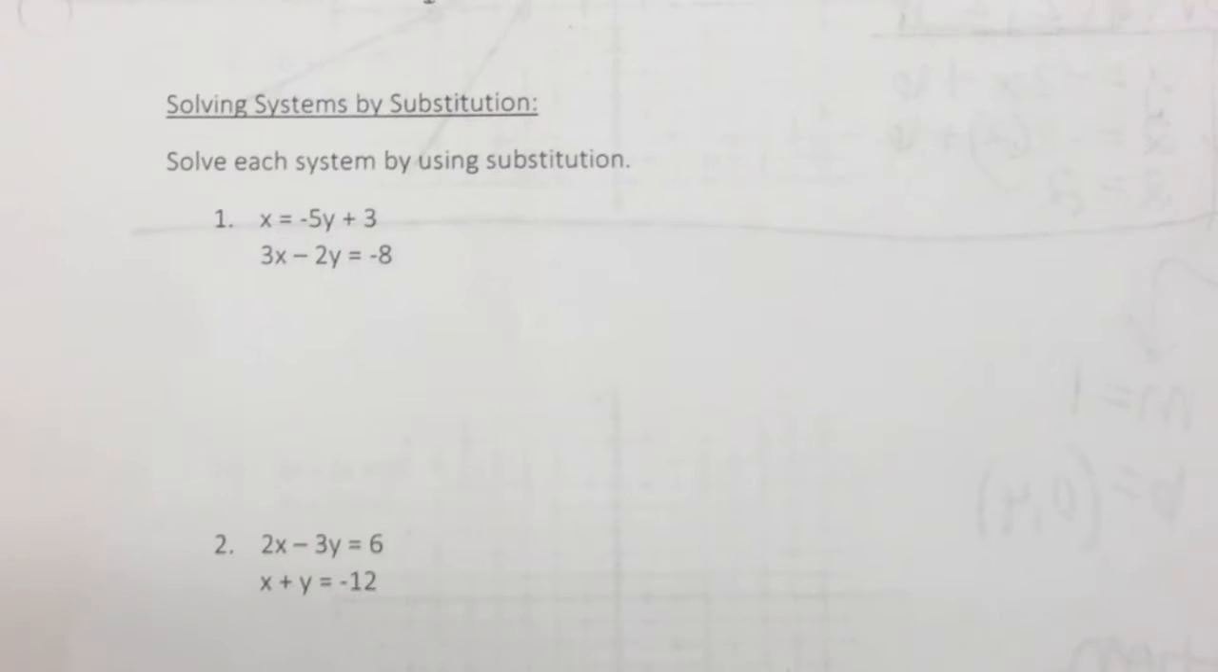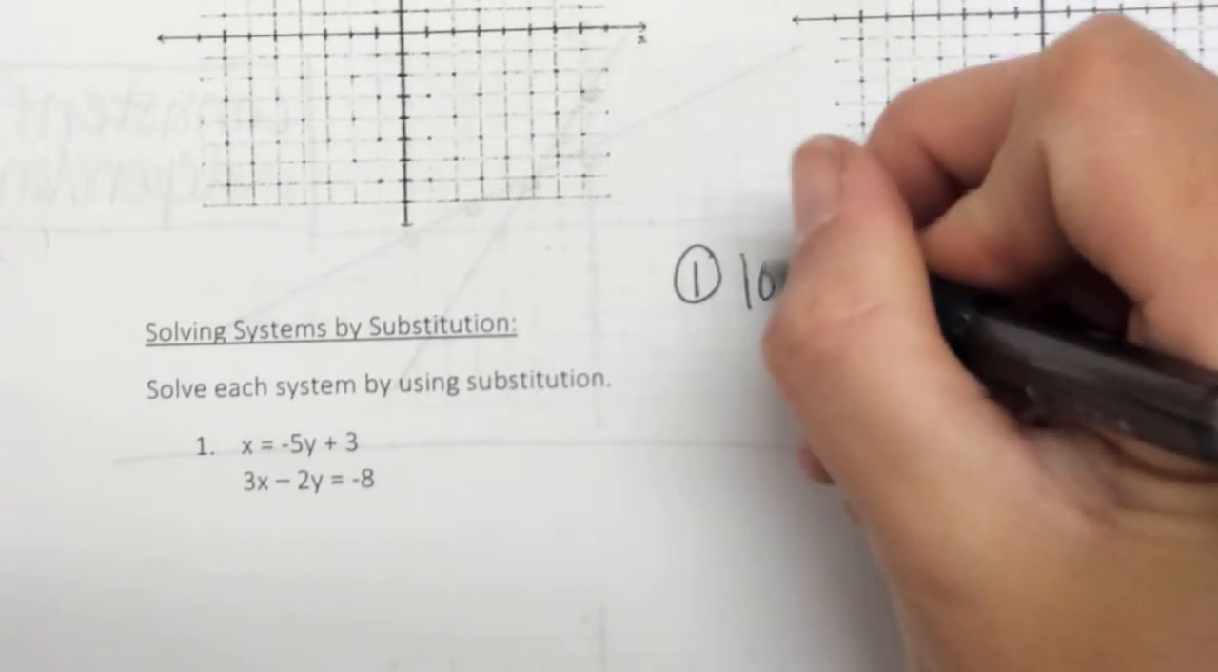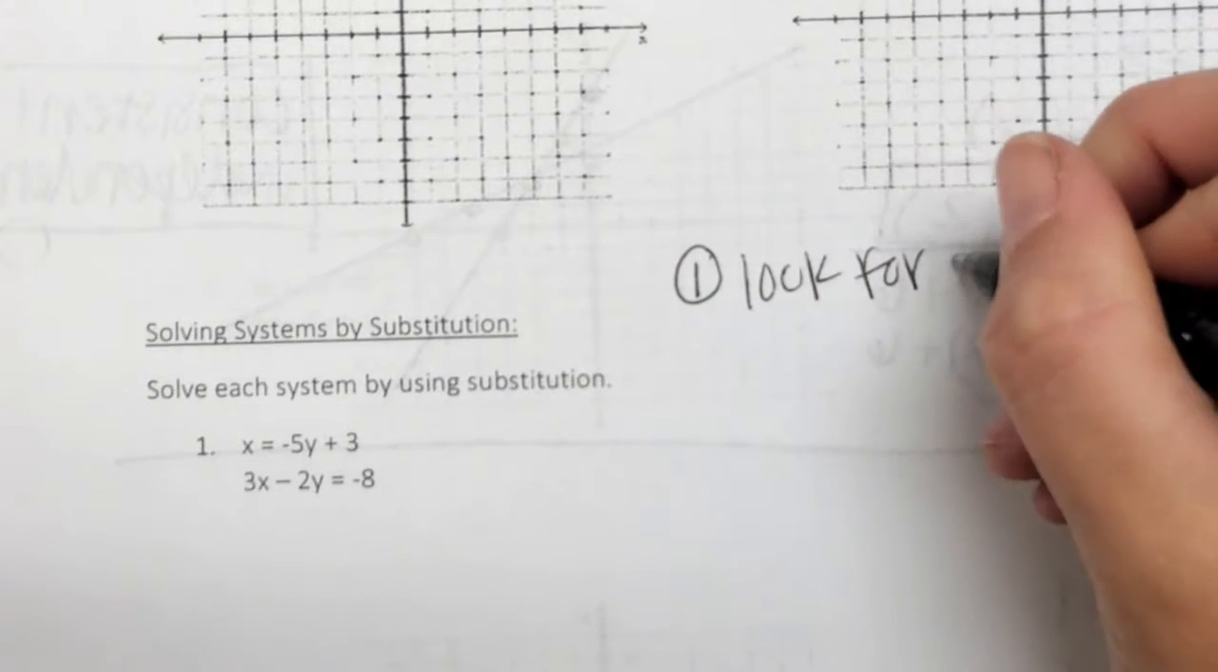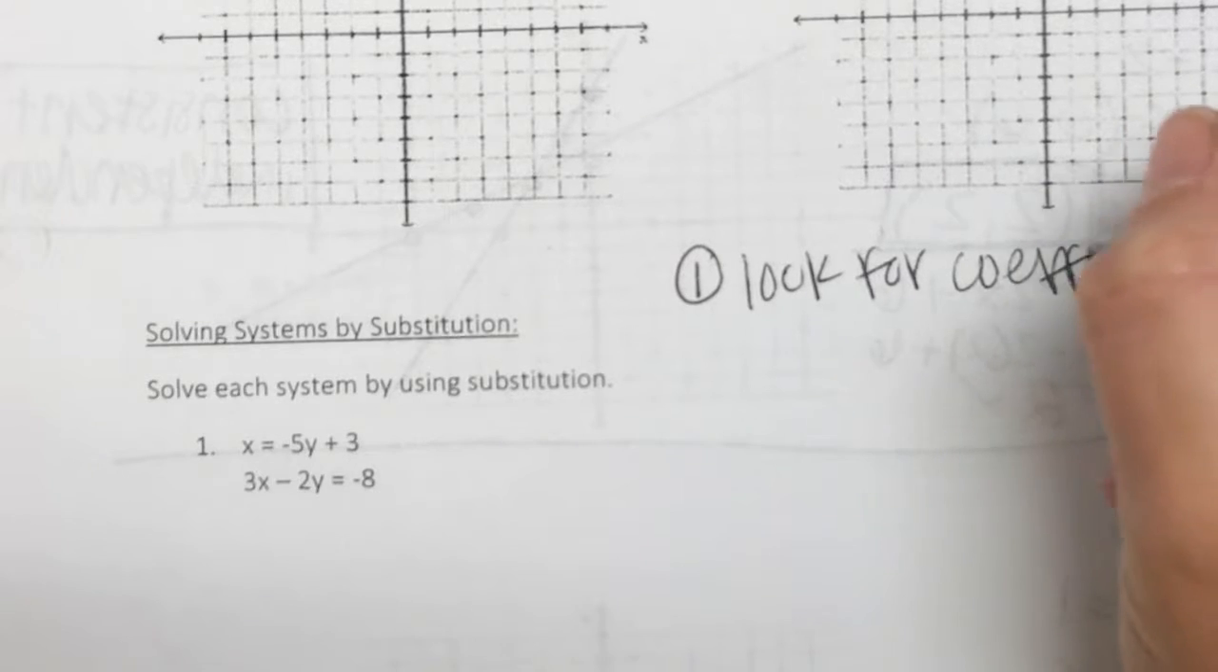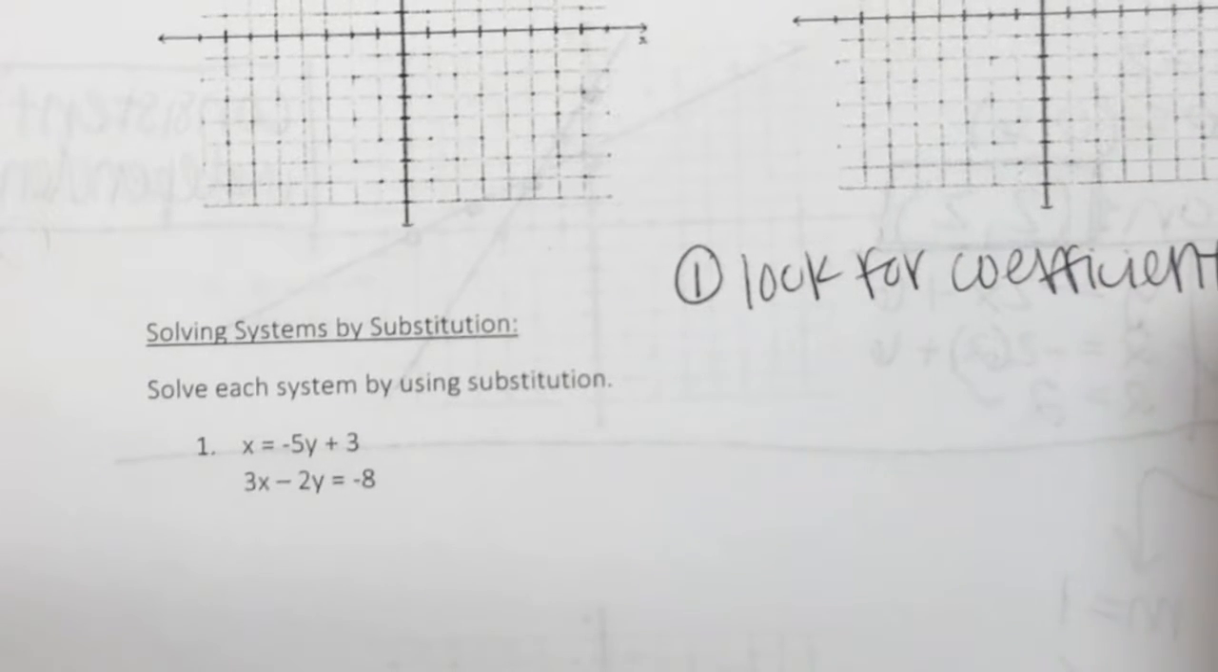Okay, so the first step then we'll have to write it down. So write this down. Step number 1 for substitution. Look for coefficient of 1.